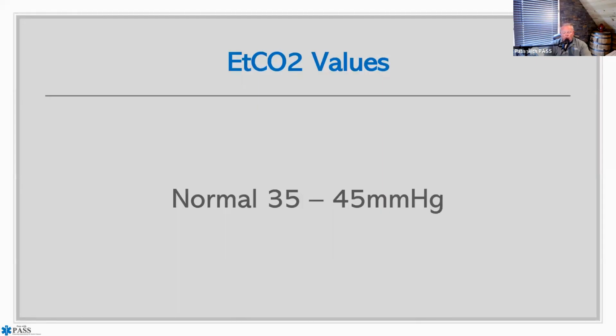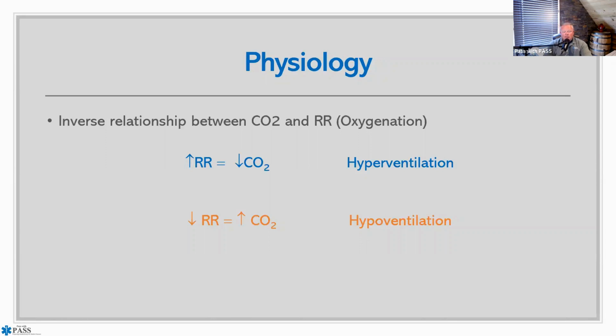Normal values. Normal end-tidal CO2 is going to be a range of 35 to 45, and this is across the lifespan. It does not change from the day you were born until people are very elderly or the day they die. The normal range is 35 to 45. Physiology here. There is an inverse relationship that exists between respiratory rate and CO2. It is always going to be inverse or opposite of one another.